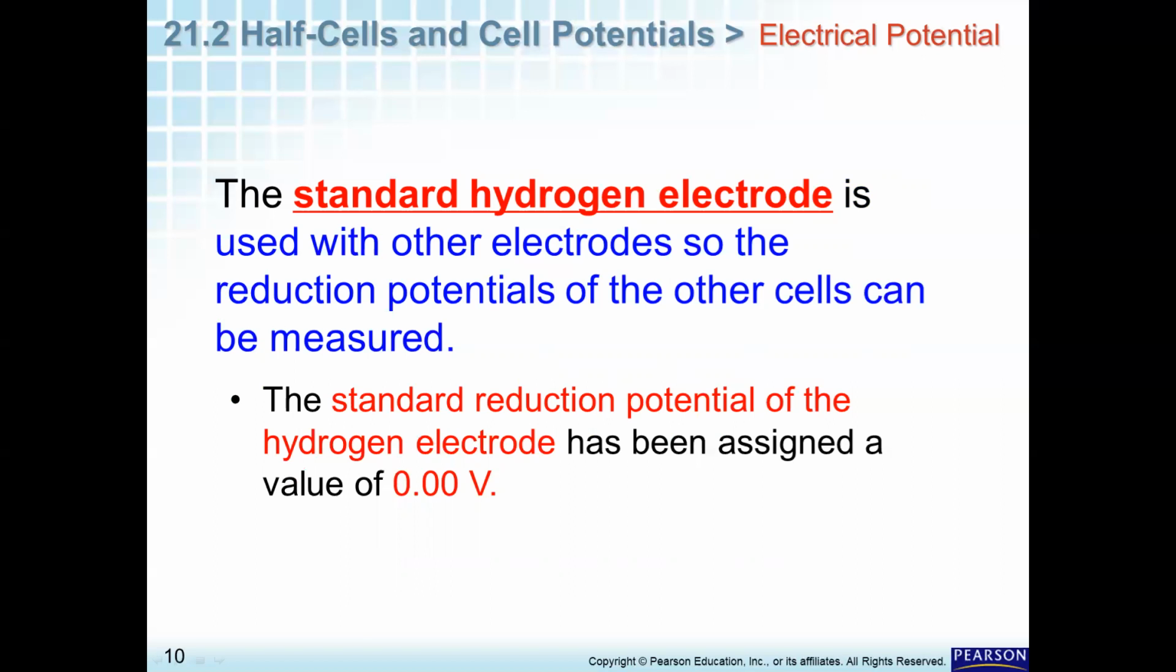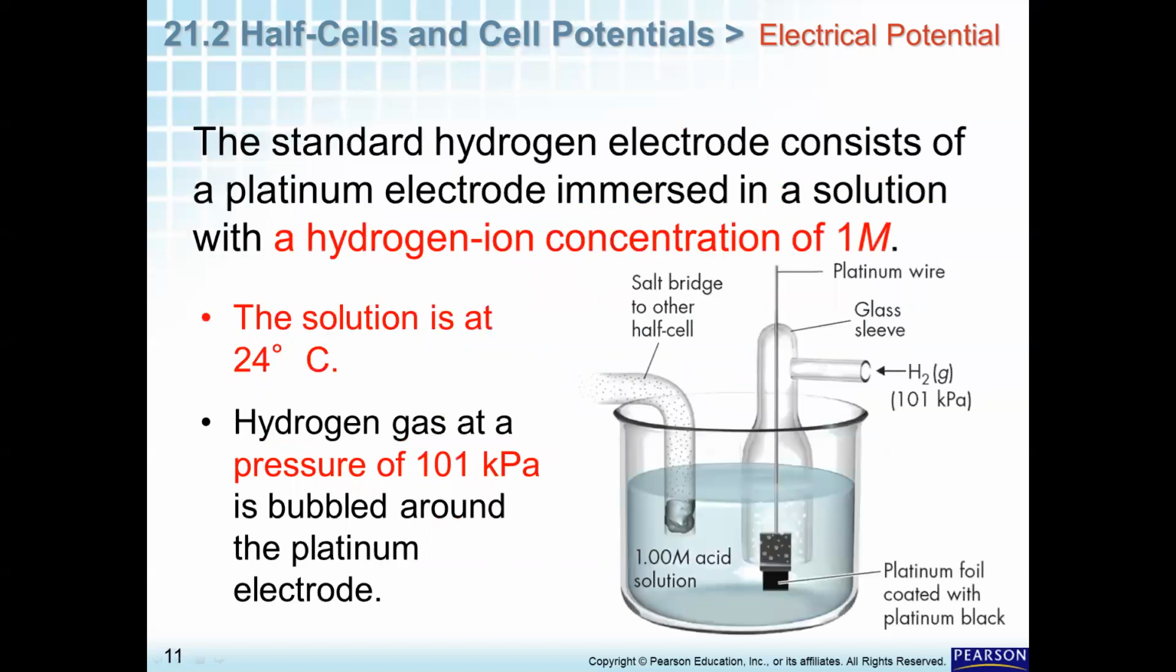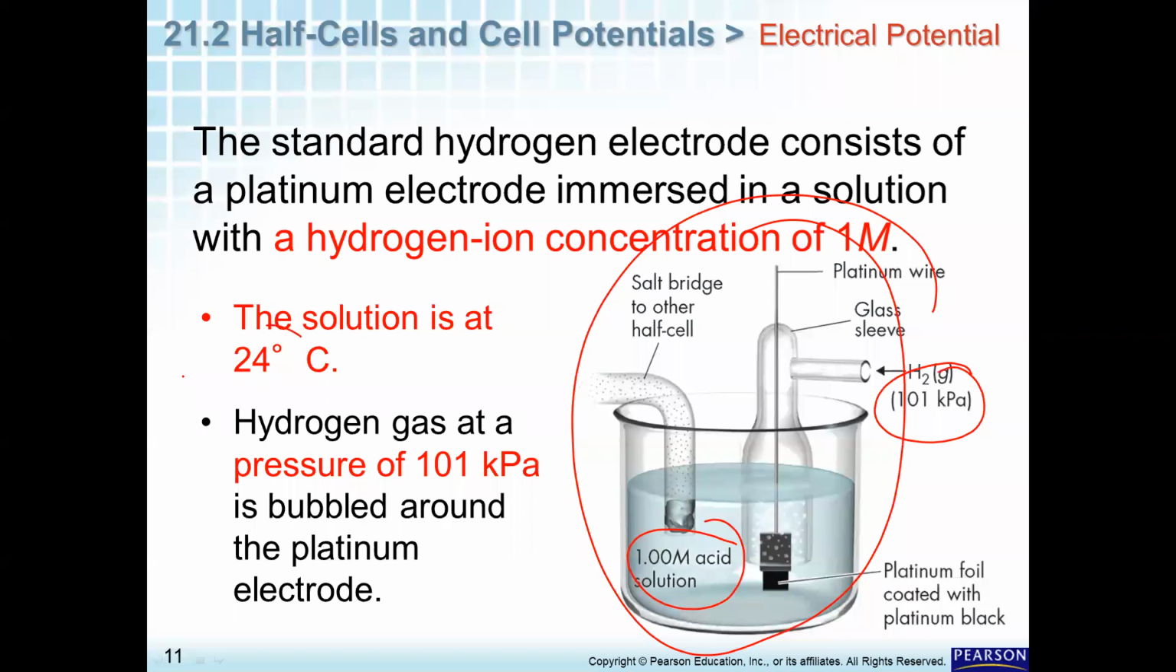They gave it zero, like the zero of numbers. Okay, so it was assigned a zero value. When it has a zero value, let me show you the picture. Here it is. This is our standard hydrogen electrode that has 1 molar concentration. It has a pressure of 101 kPa and it's operating at 25 degrees. So this is standard, and we give this a reduction potential equal to 0.